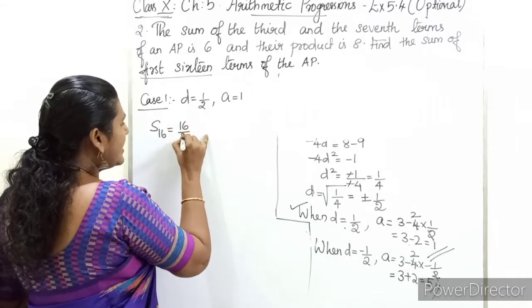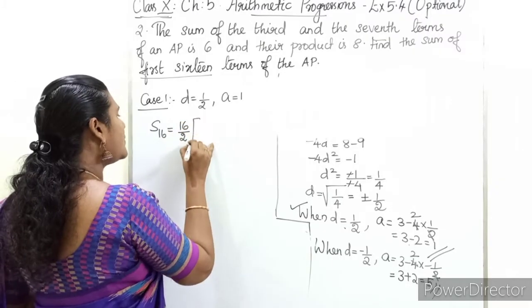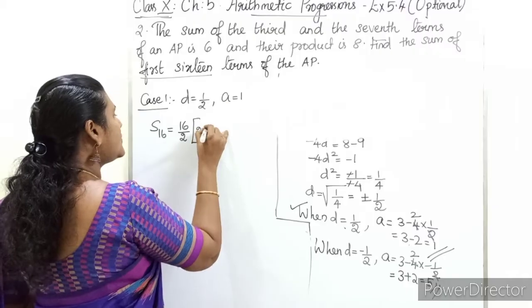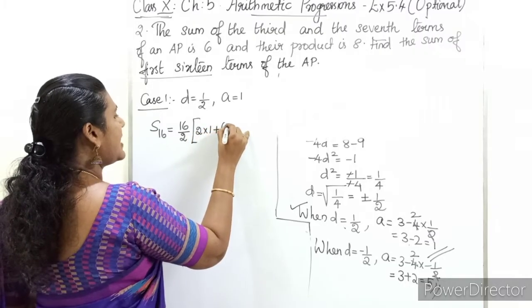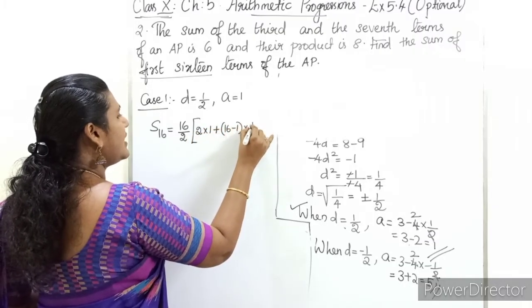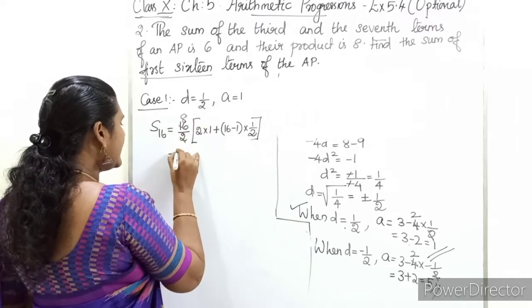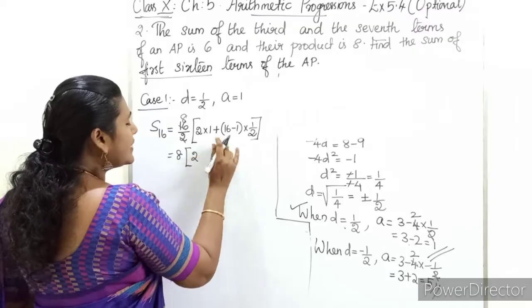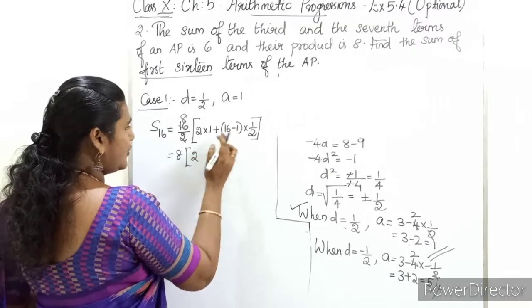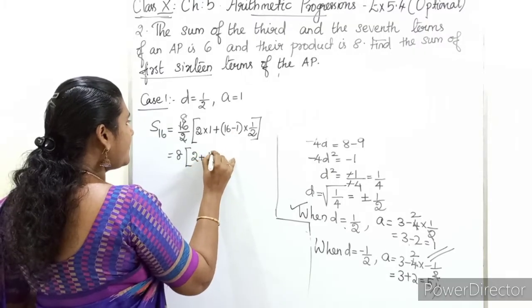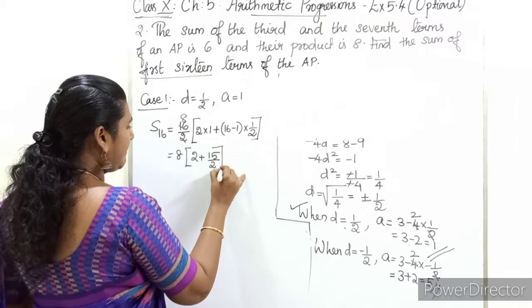So here the n value is 16. So 16 by 2 into 2a plus (n minus 1), that is 16 minus 1, into 1 by 2. Now we will simplify this. So S16 equals 8 into 2, and here when you simplify, 15 into 1 by 2 gives 2 plus 15 by 2.